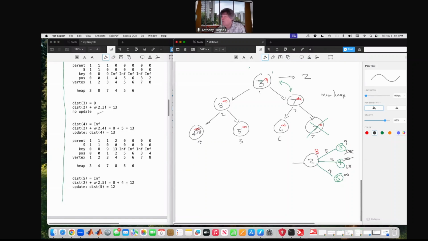Now we look at the parent of 4. So we've updated 4, and we look at the parent of 4, and you see that we're going to have to make a change. We're going to swap the 4 and the 13. You just draw it like this. And so I'm going to end up with a new picture. 3 goes there.